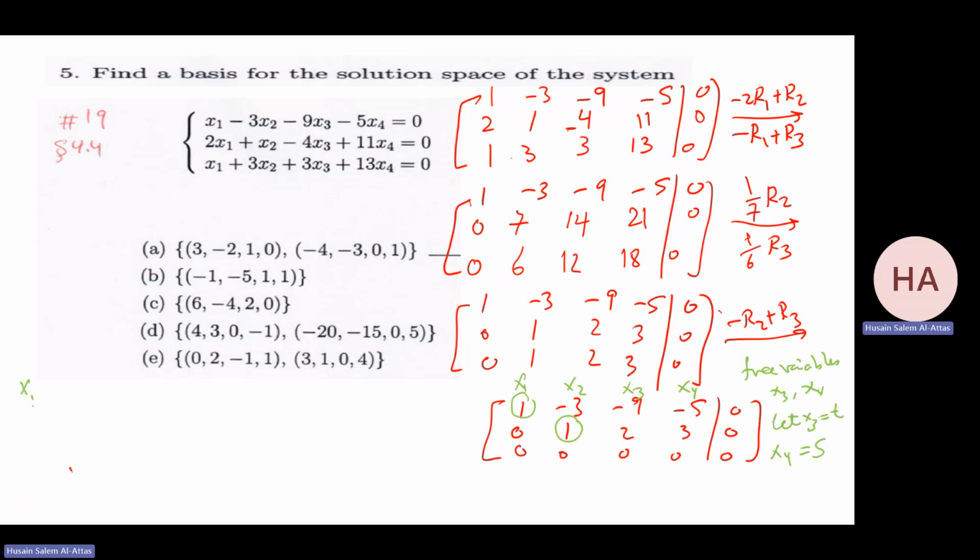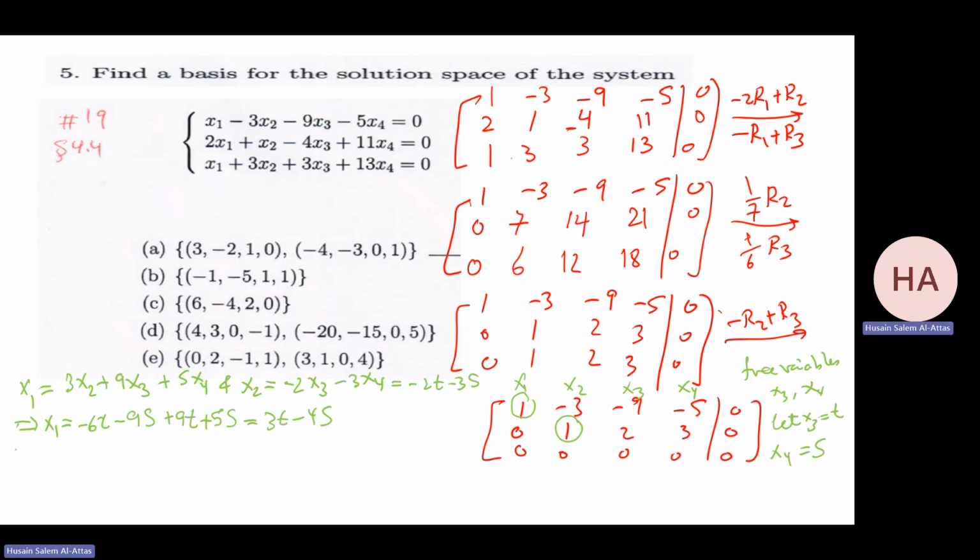Okay, I have x1 equal 3x2 plus 9x3 plus 5x4. And I have x2 is minus 2x3 minus 3x4, which is minus 2t minus 3s. Okay, that means x1 will be, be careful, minus 6t minus 9s plus 9t plus 5s. That gives me 3t minus 4s.